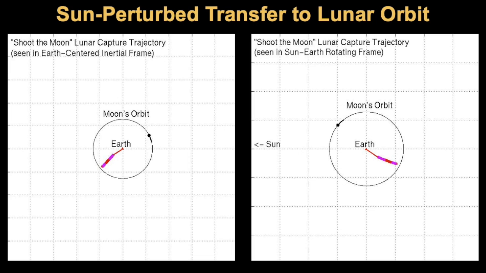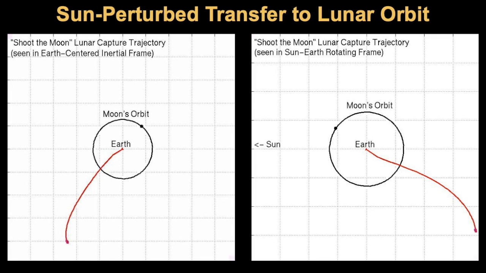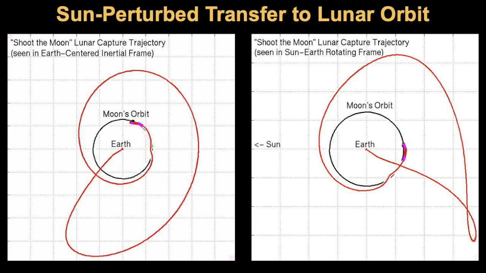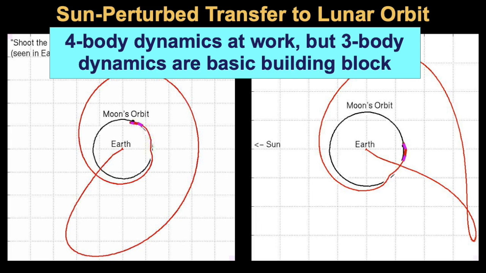Here's another way to get to the moon that actually uses the sun's perturbation. So using a solar perturbation, just from one delta V leaving an Earth orbit, this gets caught into a ballistic capture, temporary capture around the moon. With a small delta V, this could be a permanent capture, but this is very non-intuitive, going out basically 4 times the distance of the moon. So this just shows that 4-body dynamics are at work, but the basic ingredients are 3-body dynamics.